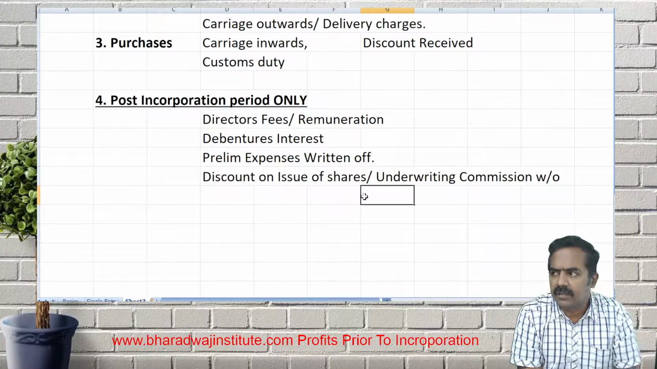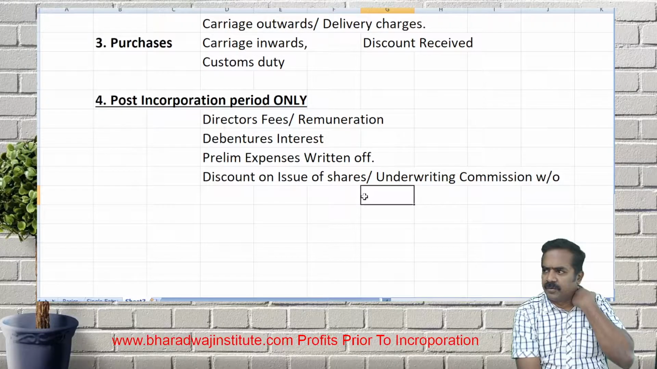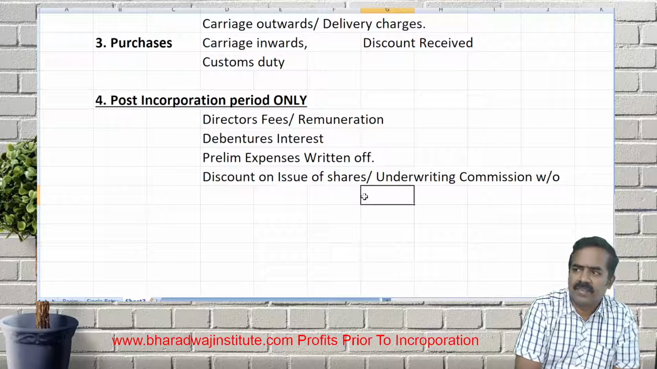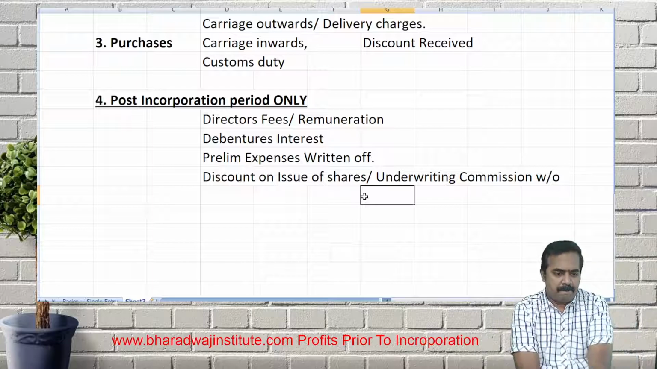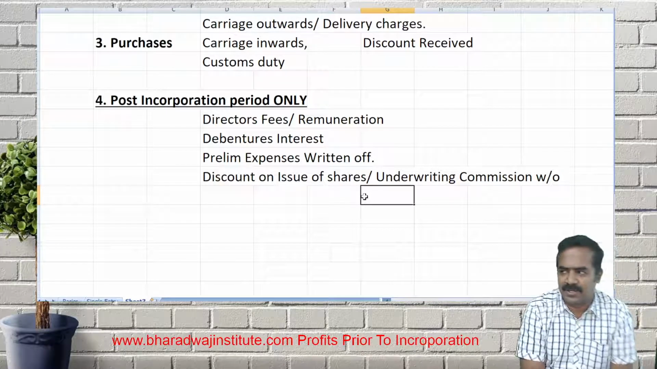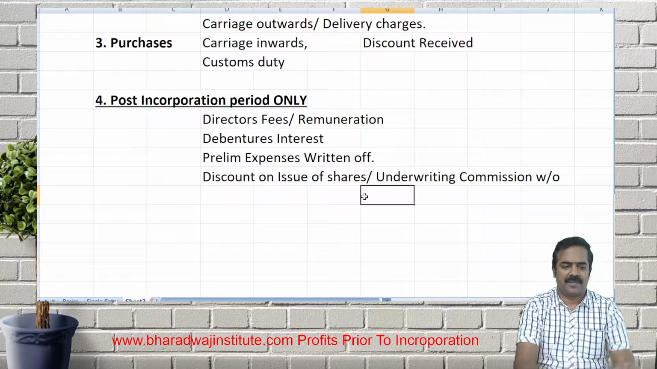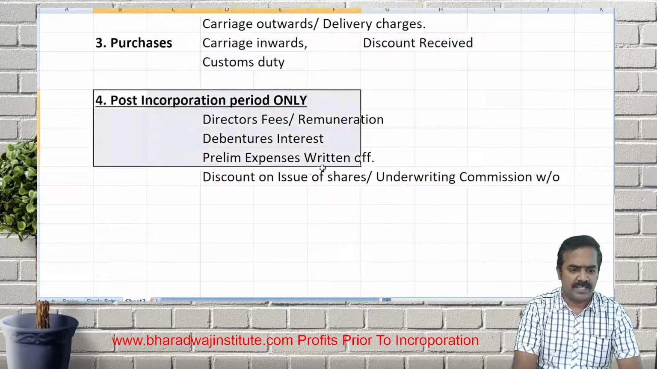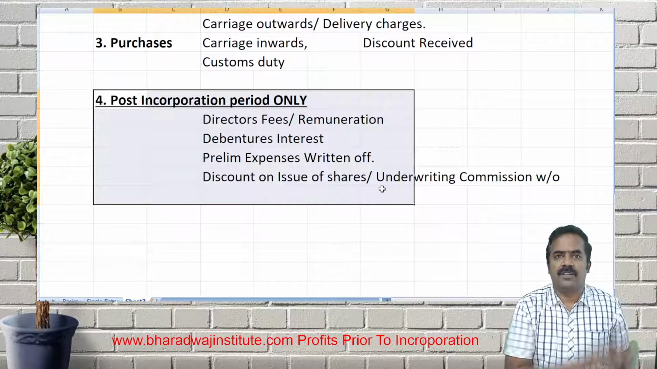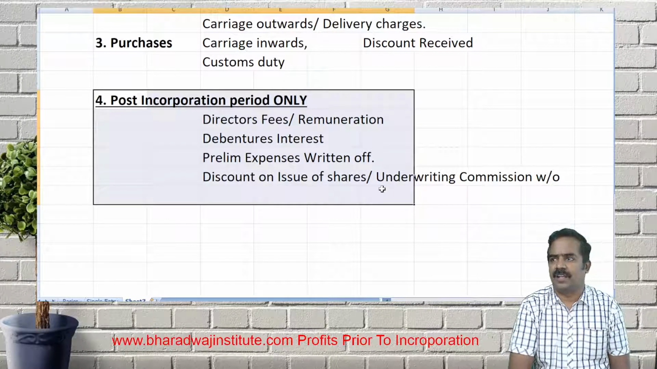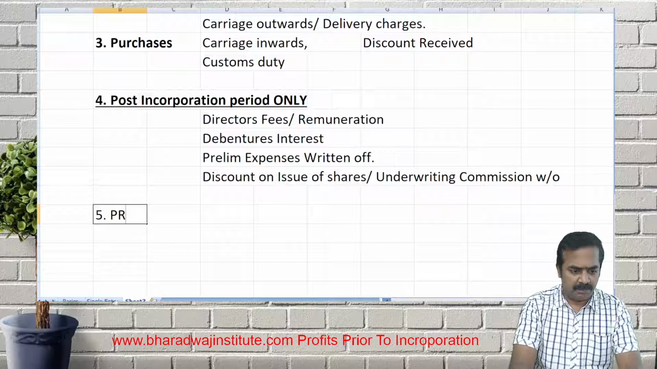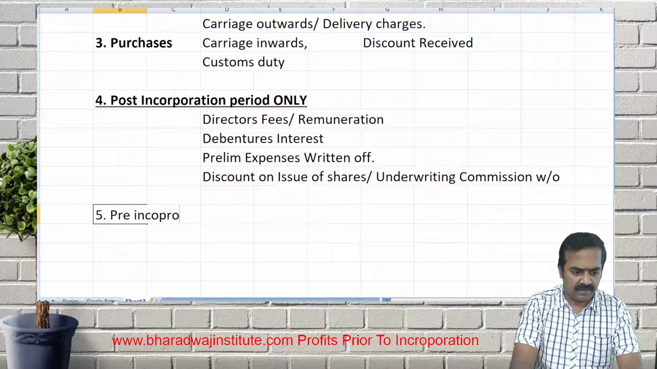Provisions allowed against fixed income. What type of provision? If it is provision for bad debt, it will be on sales ratio. If it is provision for depreciation, it is based on what? Time ratio. For what you create provision. So these expenses come only during which period? Post-incorporation period. So charge them only for the 8 months, 9 months period. Next, number 5, pre-incorporation period only.